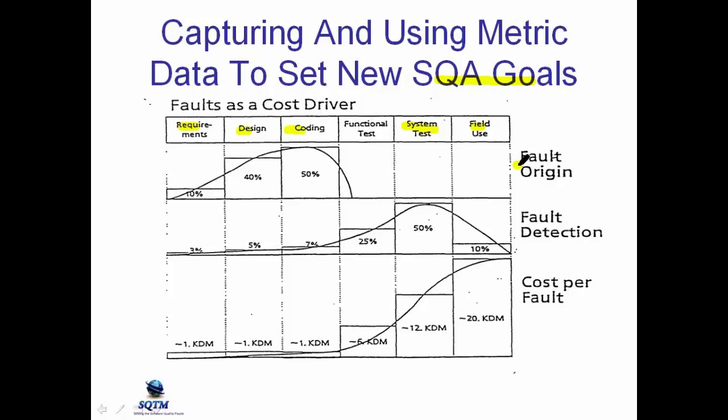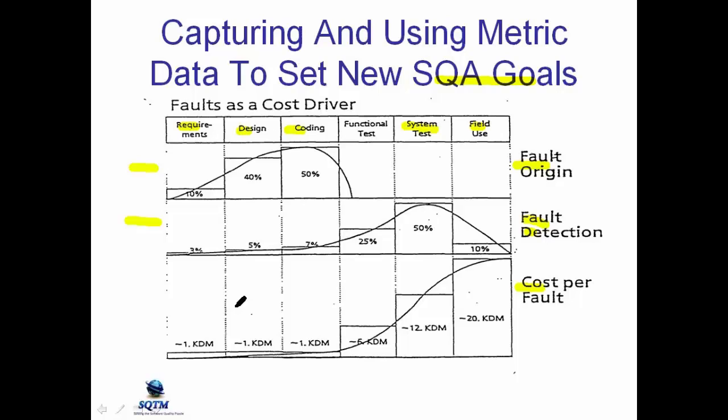Now the first row is fault origination. In which phase of the life cycle was the fault put in? The second row is fault detection. In which phase of the life cycle was the fault detected? So we can have where the fault was put in and which phase of the life cycle the fault was found and fixed. And on the bottom we have cost per fault. Depending on where in the life cycle you find it, there's a different cost. So let's go over the Siemens data. And by the way, Siemens was always recognized as one of the leading companies in developing software.